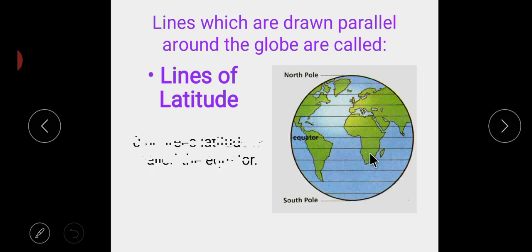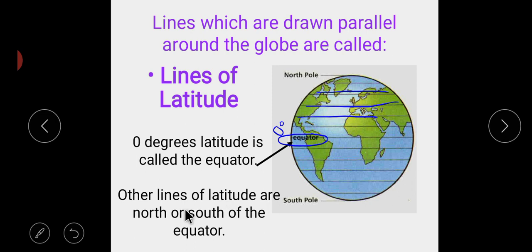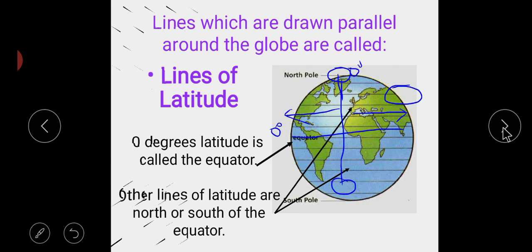Now see, you can just see 0 degree latitude is called the equator. You can see here it is the equator and its value is 0 degree. Okay, and all these sleeping lines are called lines of latitude. We can learn it like this, because these are the sleeping lines round the globe. They are in a circle form. We can see the half part of the globe at one time. At the back also they are drawn in a circle. Now see, this is the equator. I have told you other lines of latitude are called north or south of the equator. See, these are the south lines of latitude and these are the north lines of latitude.